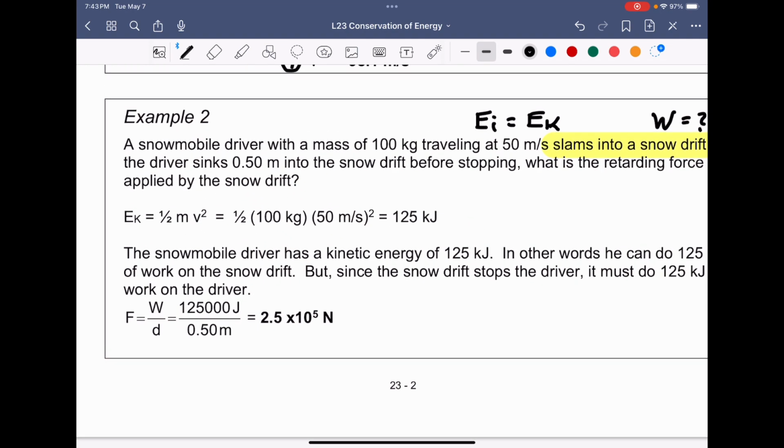So we can take the kinetic energy formula, which is the following: EK equals 1 half mv squared. Well, they gave us the conditions of 100 kilograms as the mass and 50 meters per second as the speed. We plug those both in and we get 125 kilojoules. Now, this means that 125 kilojoules of energy must be basically halted, or must be transferred from one form to another by some sort of work.